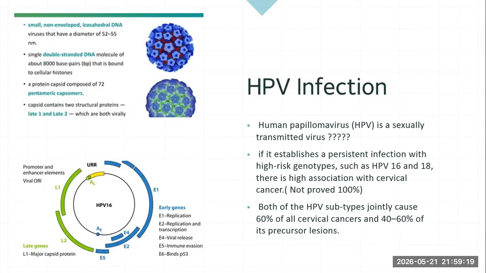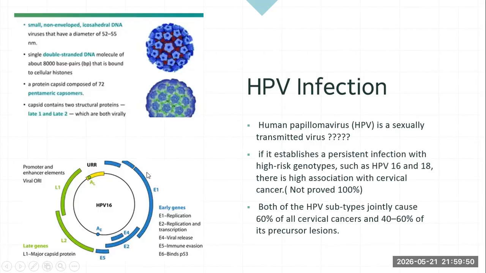Now coming to the HPV infection itself. It is a small non-enveloped icosahedral DNA virus. Icosahedral means having 20 equivalent faces, that is triangles. It is a single double-stranded DNA molecule of about 8,000 base pairs that is bound to cellular histones, and it has a protein capsid composed of 72 pentameric capsomeres. The capsid contains 2 structural proteins, late L1 and L2, which are both virally active.